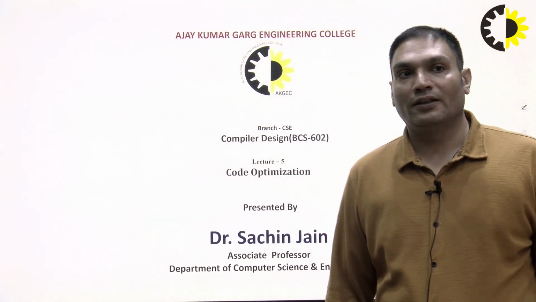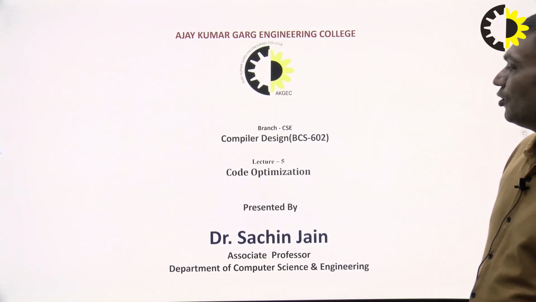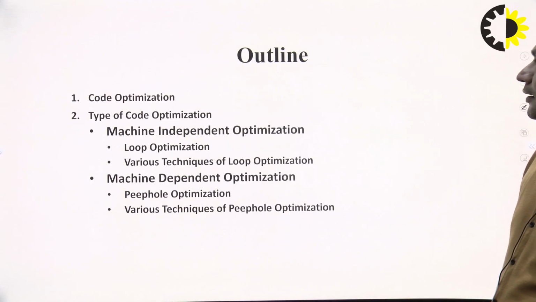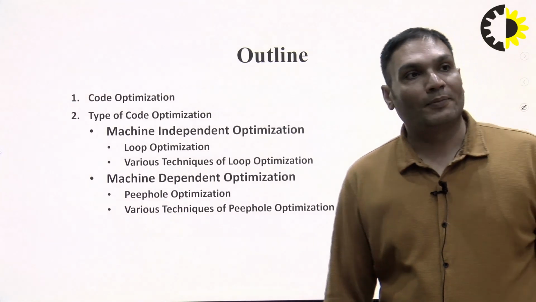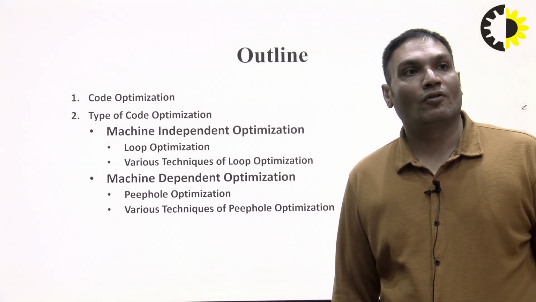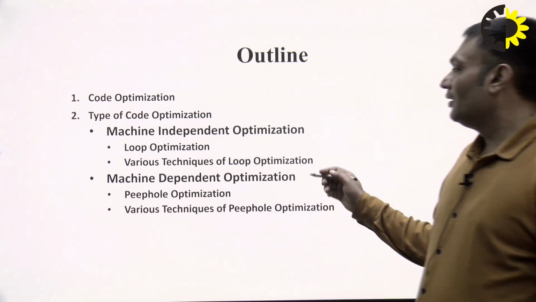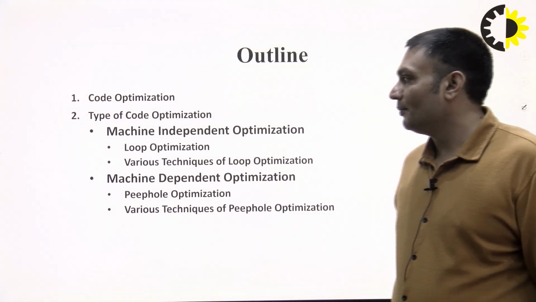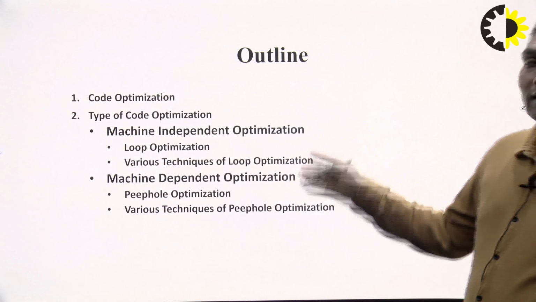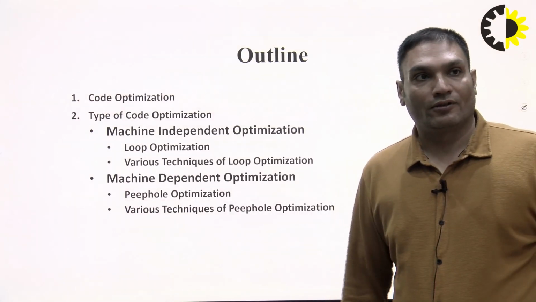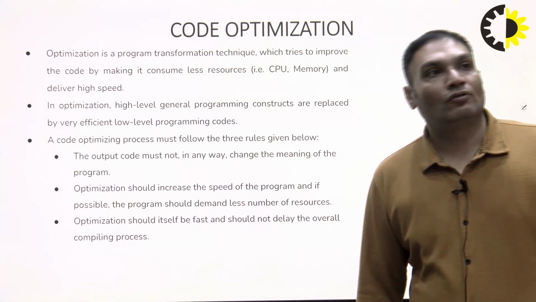In the series of lectures on compiler design, today's topic is code optimization. So what is code optimization, and the types of code optimization, that is machine dependent optimization and machine independent optimization, we will discuss in this lecture. So what is code optimization?